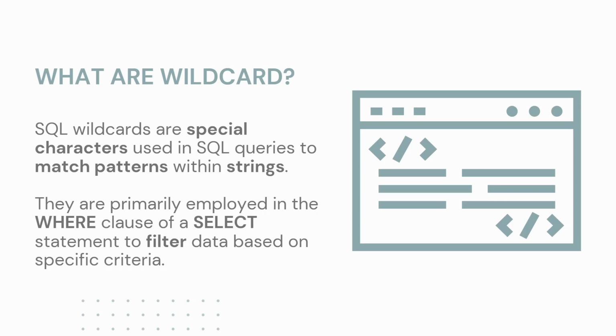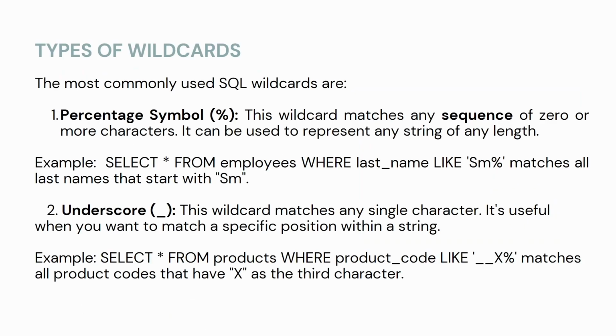Now let's look at the types of wildcards. The most commonly used SQL wildcards are the percentage symbol and the underscore symbol. For the percentage symbol, this wildcard matches any sequence of 0 or more characters. It can be used to represent any string of any length. For example, if we write select star from employees where last name like SM percentage, it means that the first two letters should be SM and then it can be anything. So that's how you can use the percentage symbol.